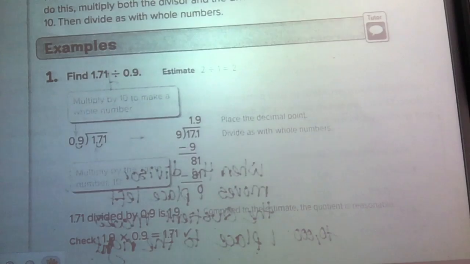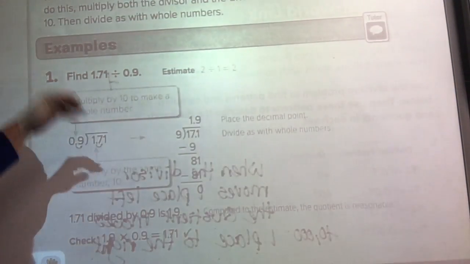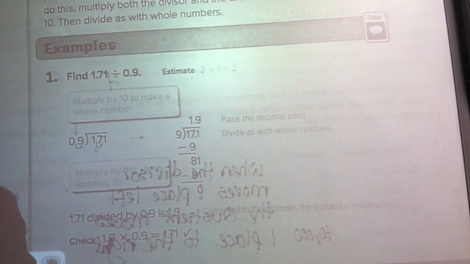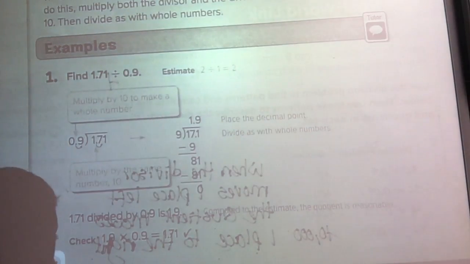When we do this, we're going to change the divisor into a whole number. So this outside number here is going to change into a whole number. Just makes it a lot easier for us to divide. It's too hard to try and figure out how much a decimal goes into a decimal. If we can make one into a whole number, it makes our lives a lot easier. Then we just divide like we have a whole number.